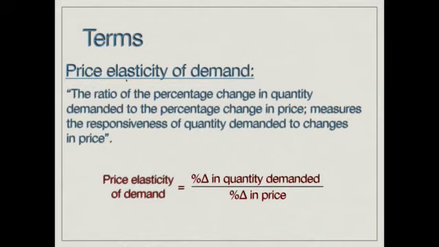A couple of terms that we have to have a good understanding of. The price elasticity of demand is the ratio of the percentage change in quantity demanded to the percentage change in the price. It measures the responsiveness of quantity demanded to changes in price. So that's what we're going to be measuring. We're going to be measuring if we change the price, how does that impact the quantity demanded? And a simple way to remember this is that the price elasticity of demand is equal to the percentage change, that symbol here, delta, is change, it's the percent change in quantity demanded divided by the percent change in the price.